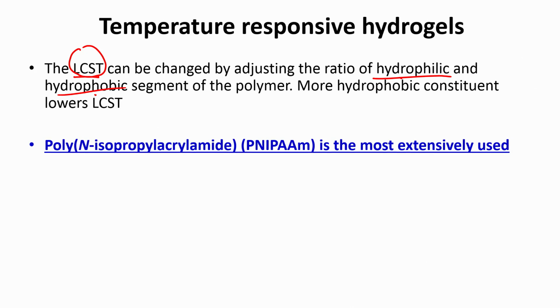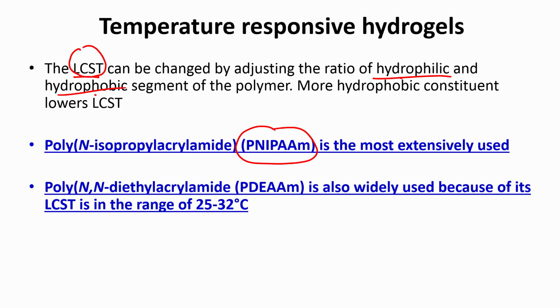One of the polymers that is extremely widely used for this is polyNIPAM, and the reason it is used quite a lot is because it has an LCST in the range of about 25 to 30 degrees Celsius. Here is another polymer, poly N,N-diethyl acrylamide, that also has an LCST at 25 to 32 degrees Celsius. That means that at room temperature they are fairly hydrophilic, but as the temperature is increased to 37 degrees Celsius, the hydrophobic components dominate.